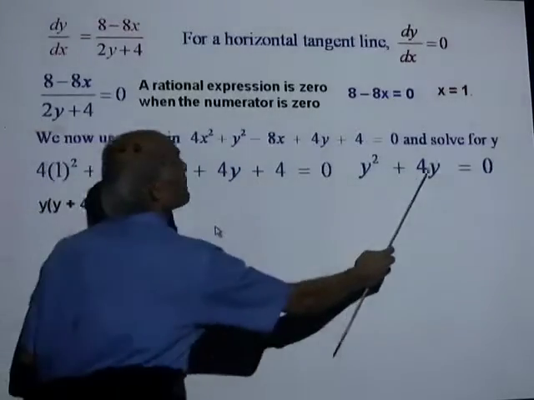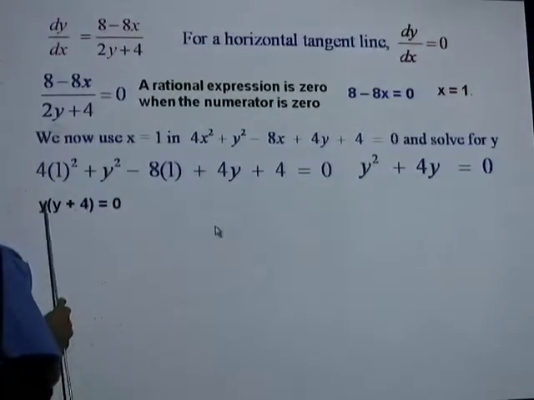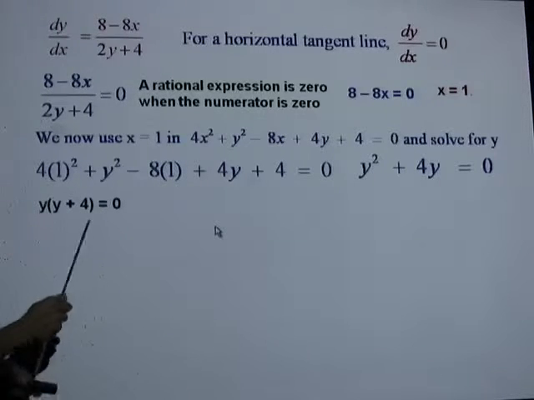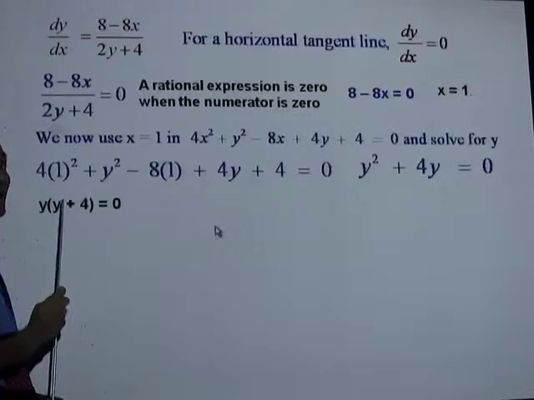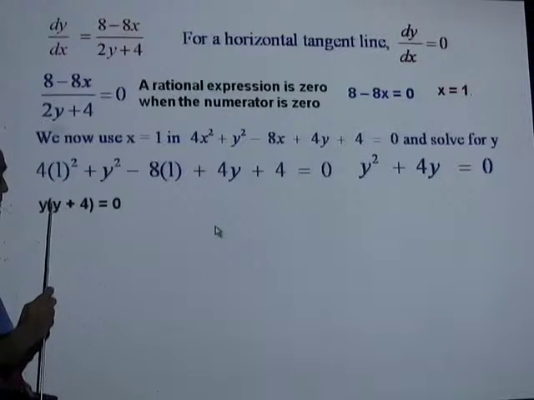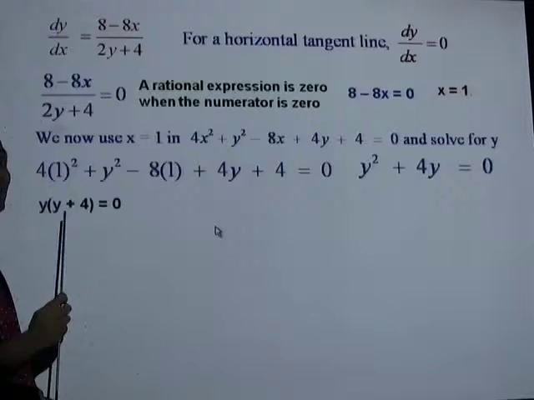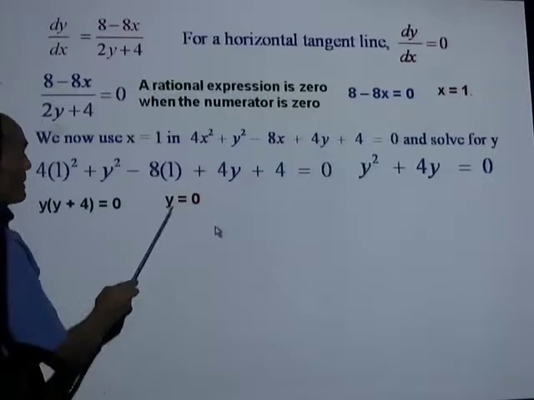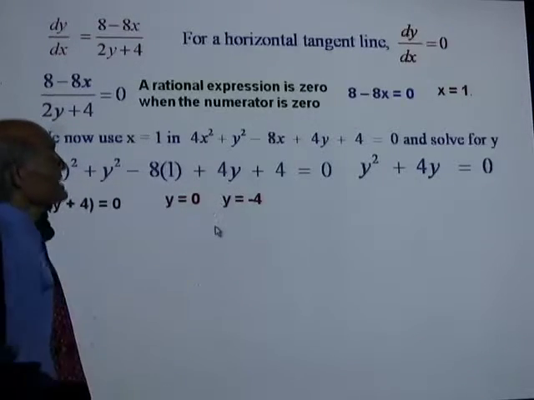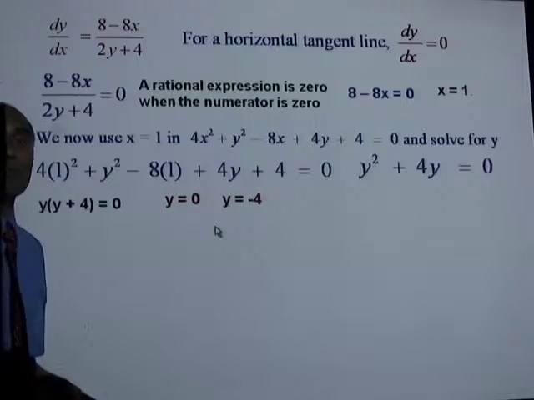You can factor out a y. That will be y times y plus 4 equal to 0. Tell me, what are the values of y that will make the left-hand side 0? One value is y equal to 0. The other value is y equal to negative 4. So one value of y is y equal to 0. The other is y equal to negative 4.